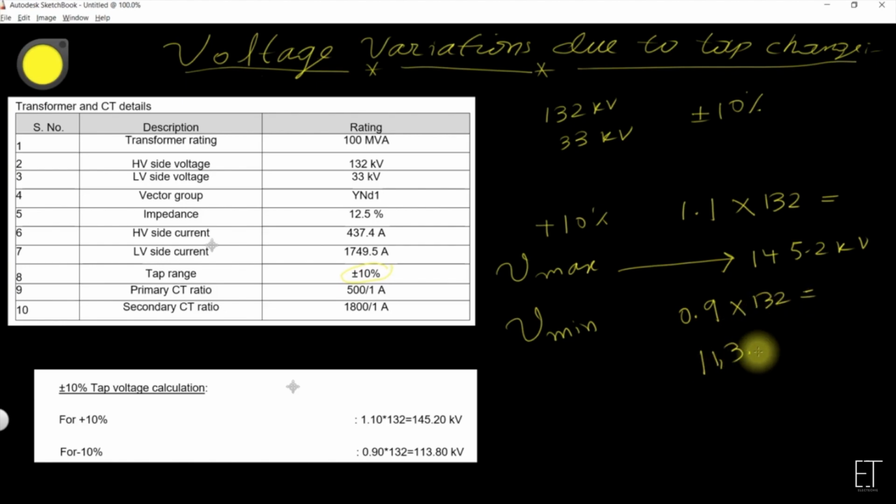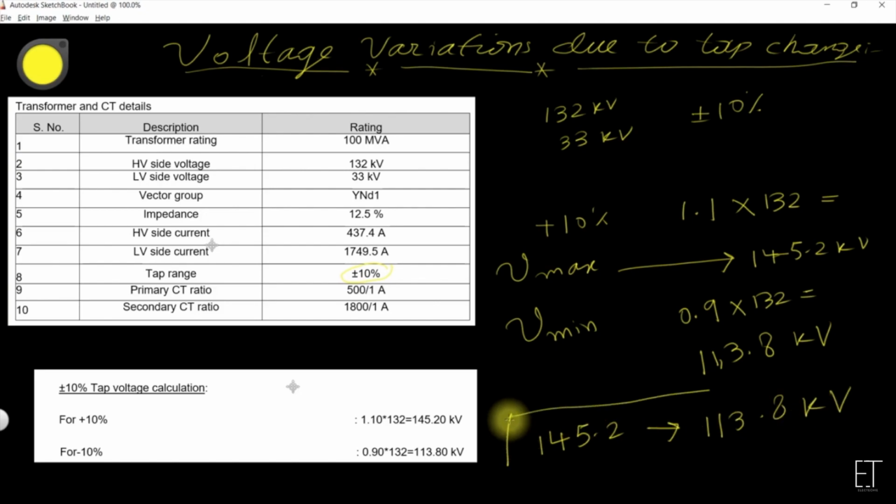If you calculate this, it will be 118.8 kV. It means that because of the tap change, we have the voltage at the HV side varying between 145.2 and 118.8 kV. So the transformation ratio of the transformer is not fixed. It's not a constant; because of the tap position, it's varying. We need to consider this variation in our calculation, because it will obviously create a differential current in the transformer.